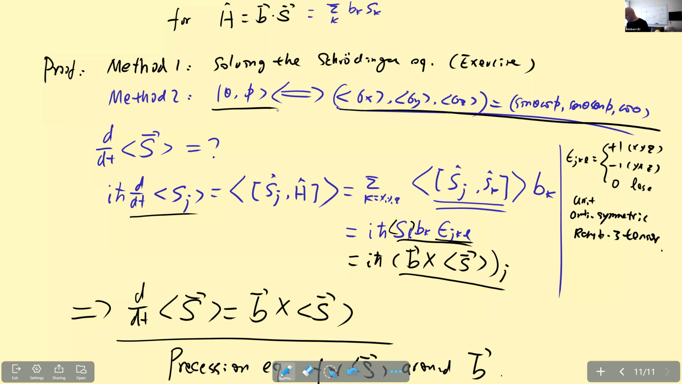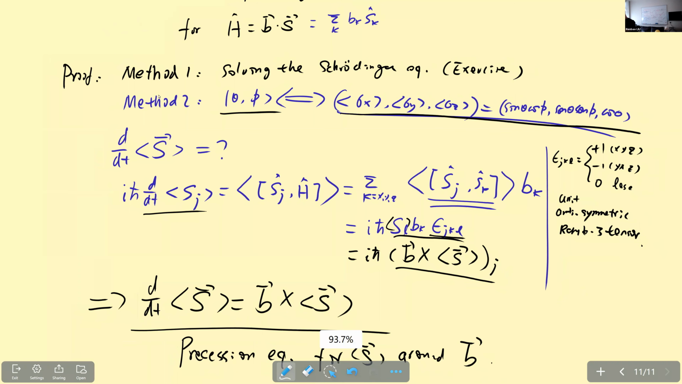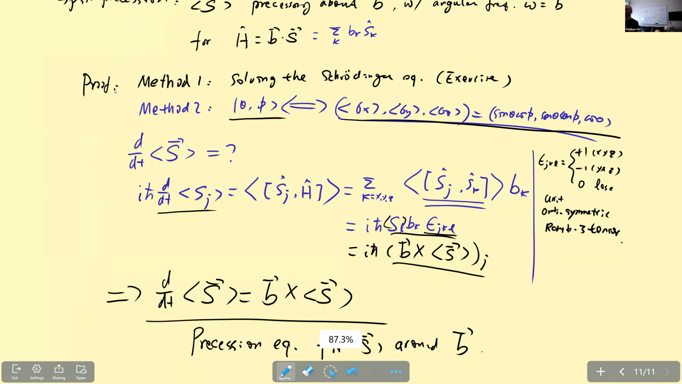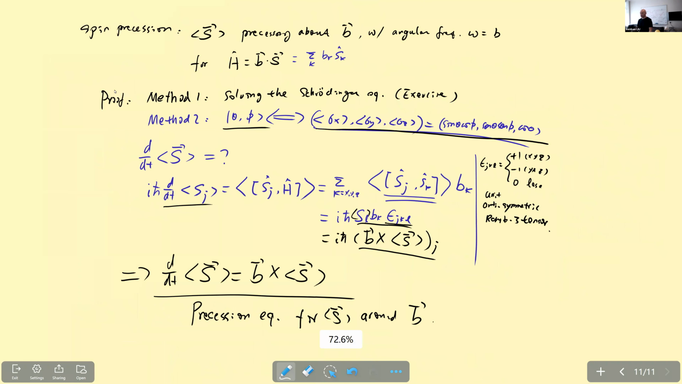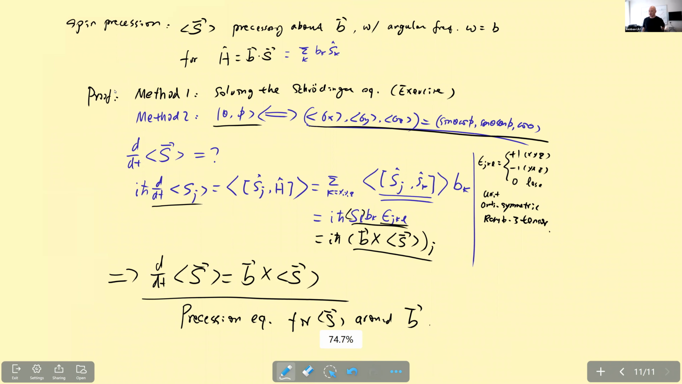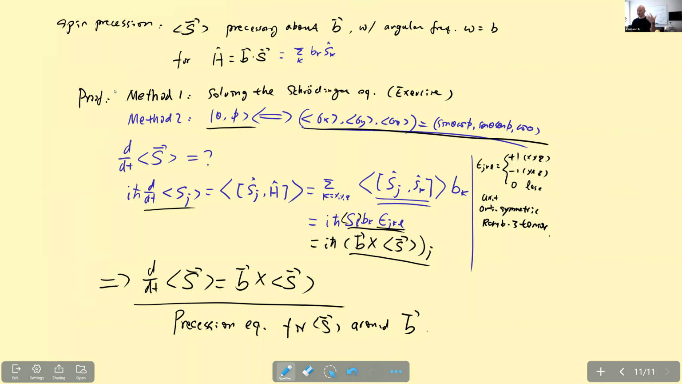Okay. So that is a very elegant proof of this result: if you have a magnetic field along any direction, the Bloch vector, which is the same as the expectation values of the spin operators divided by h bar over 2, is just precessing about the B field with angular frequency given by this B, right? Okay, is that all right?